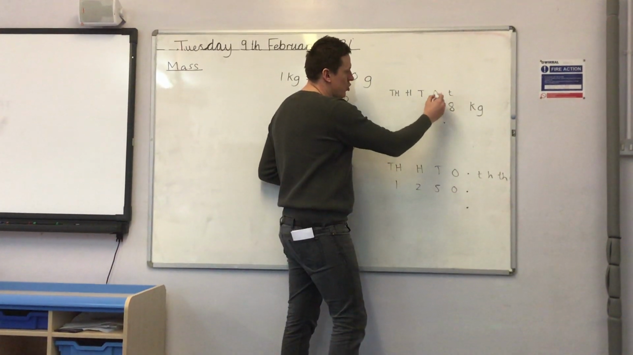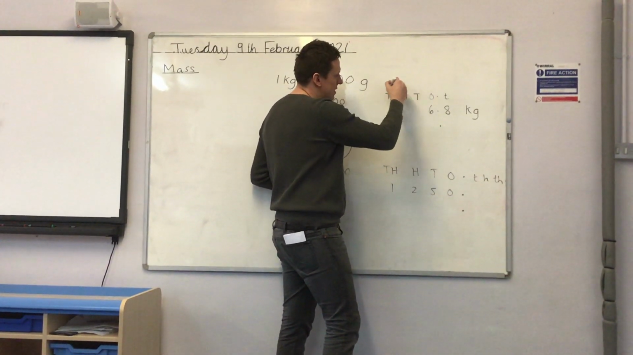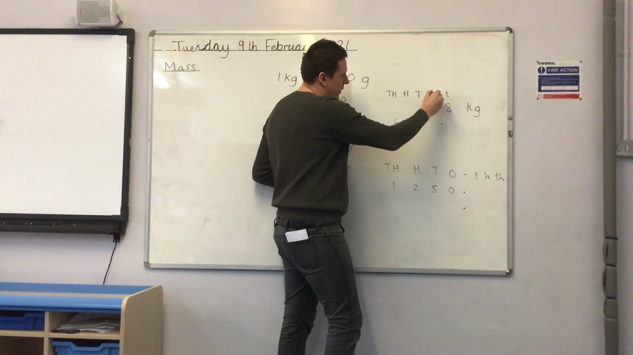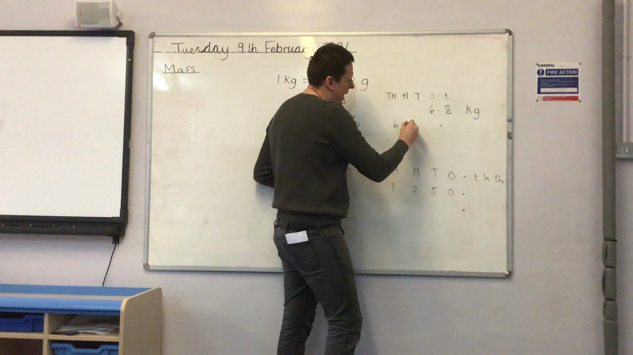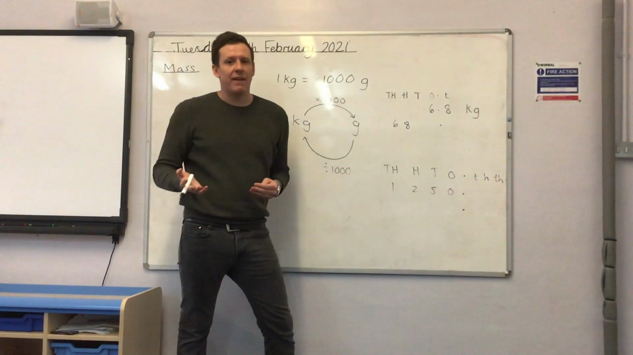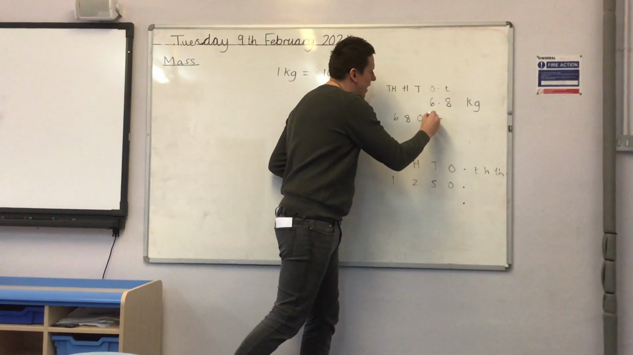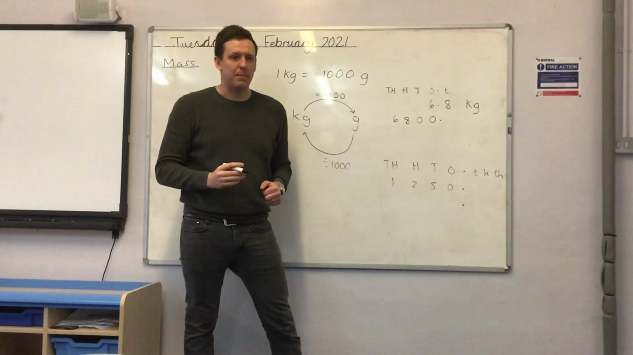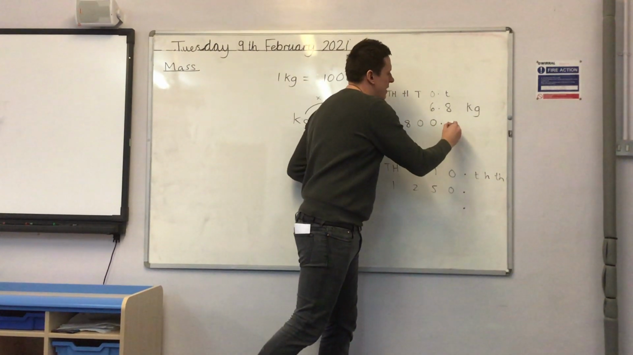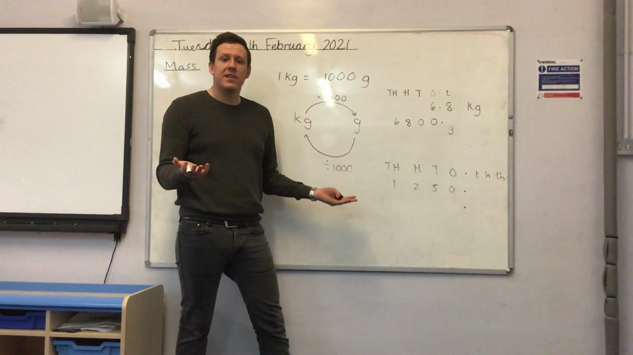So my 6 will jump 3 places from my 1s, 10s, 100s and into my 1000s. The 8 will also jump 3 places into my 100s, and then I'll have nothing here in my 10s and 1s Year 5. So simply we put in our zeros as placeholders. So 6.8 kilograms is 6,800 grams.